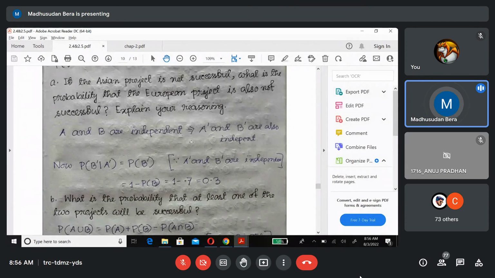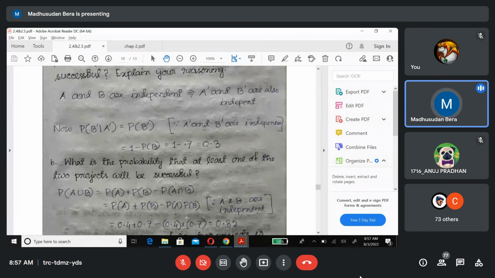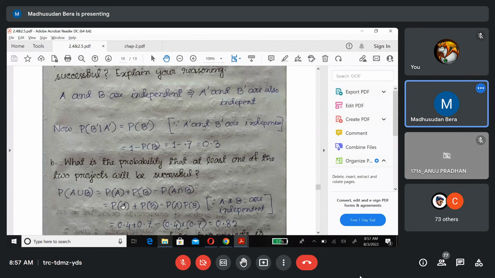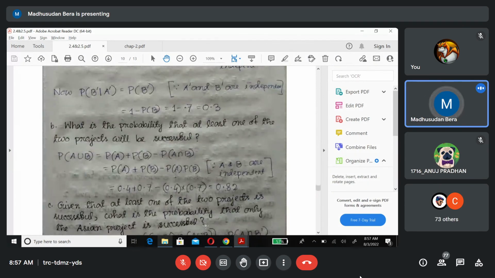Now, what is the probability that at least one of the two projects will be successful? That means we have to find the probability of A union B. P of A union B is PA plus PB minus P of A intersection B. A intersection B value is not given, but due to independence, P of A intersection B is PA into PB. So 0.4 plus 0.7 minus 0.4 into 0.7. That way it is done.